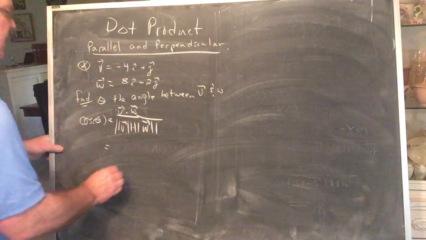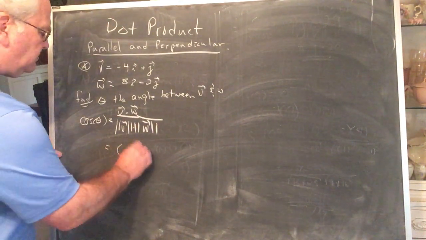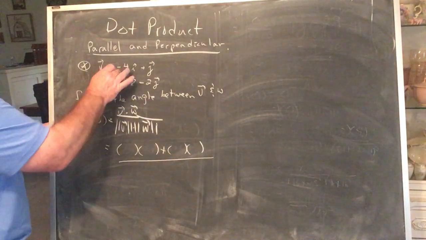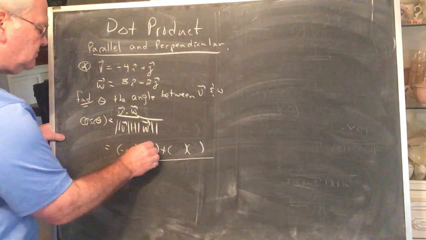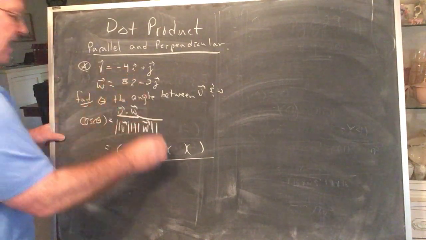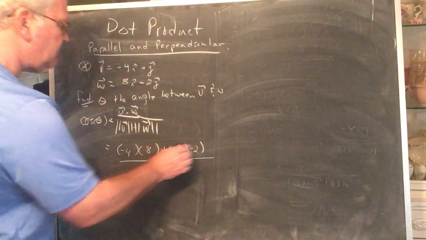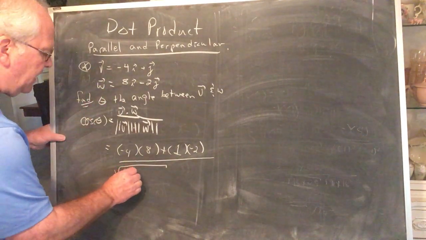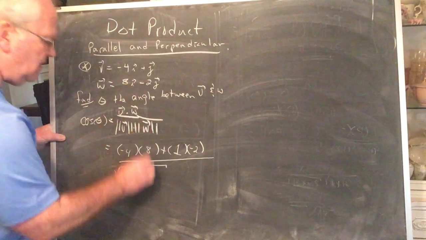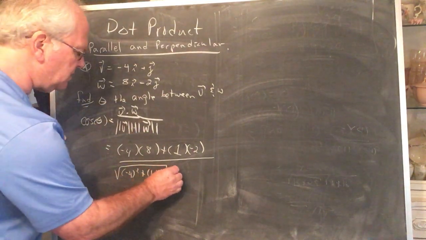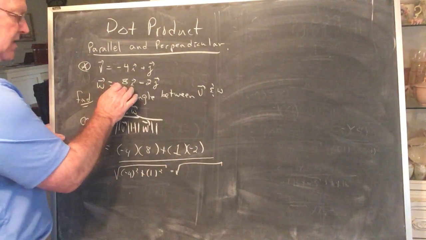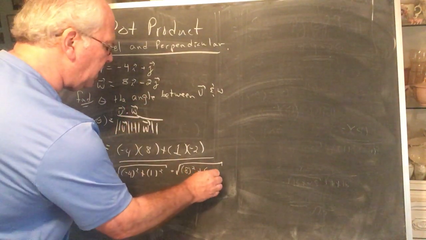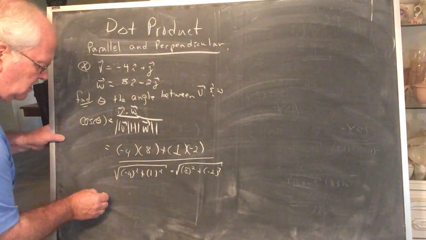So, in this case, I need the dot product of the vectors. Multiply the two first components, multiply the two second components, and then we need the product of the magnitudes. Magnitude number 1: negative 4 squared plus 1 squared, square root of this. The second is 8 squared plus negative 2 squared, square root of all that.